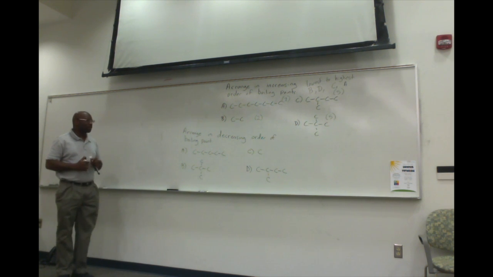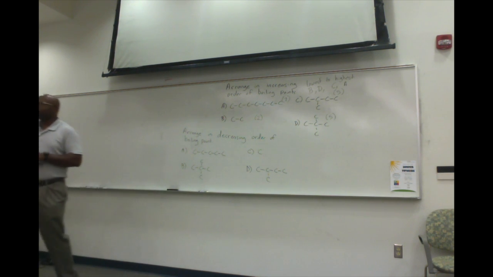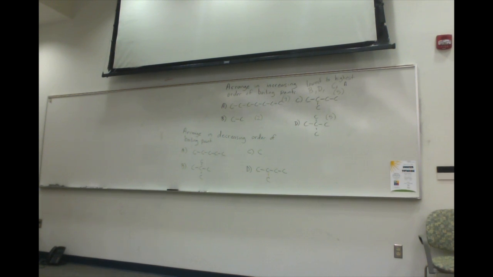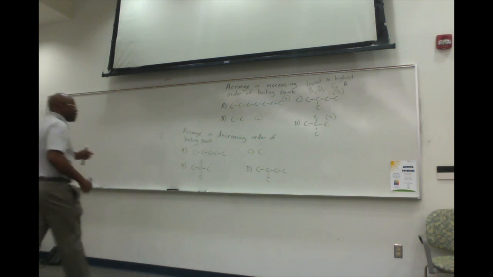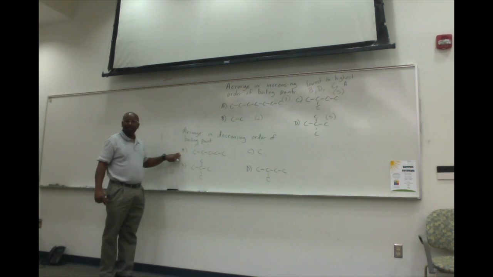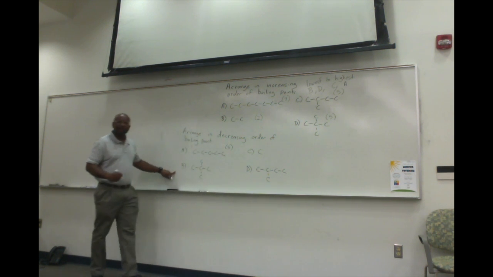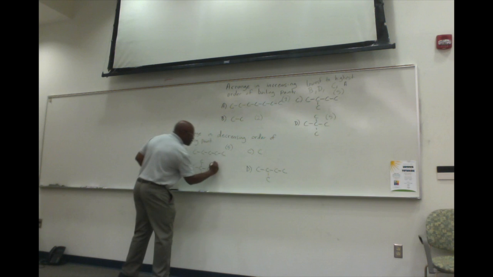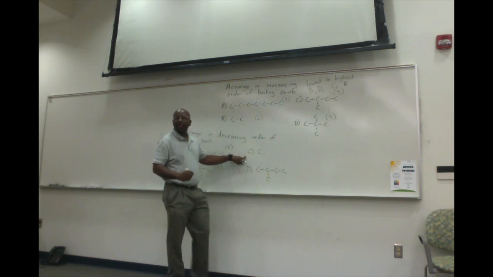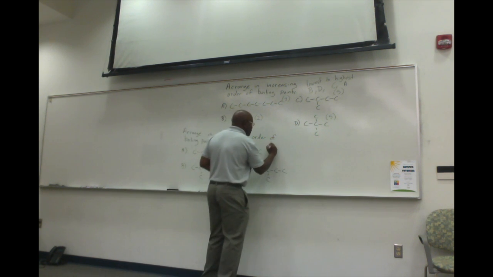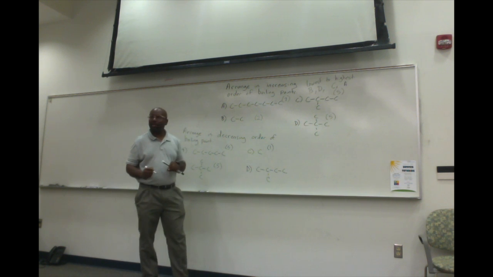Arrange in decreasing order of boiling point. First thing we look for is hydrogen bond. Notice no hydrogen bond is present. Next thing I look for is the number of carbon atoms. How many carbon atoms are present in molecule A? 5. How many in molecule B? 5. How many in molecule C? 1. How many in molecule D? 5.